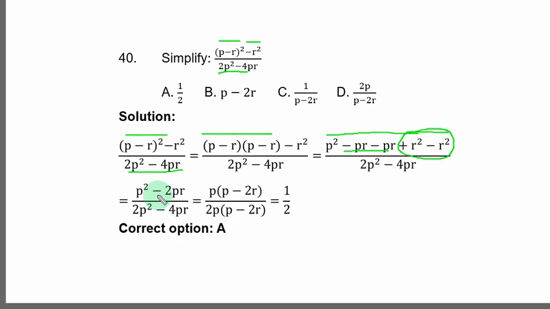Next thing is to factorize. From the numerator, p is common. Factor out p, you are left with p minus 2r. The denominator, 2p is common. If you factor it out, you are left with p minus 2r as well. So these two terms cancel. p also cancels p. You are left with 1 over 2. So A is the correct option.